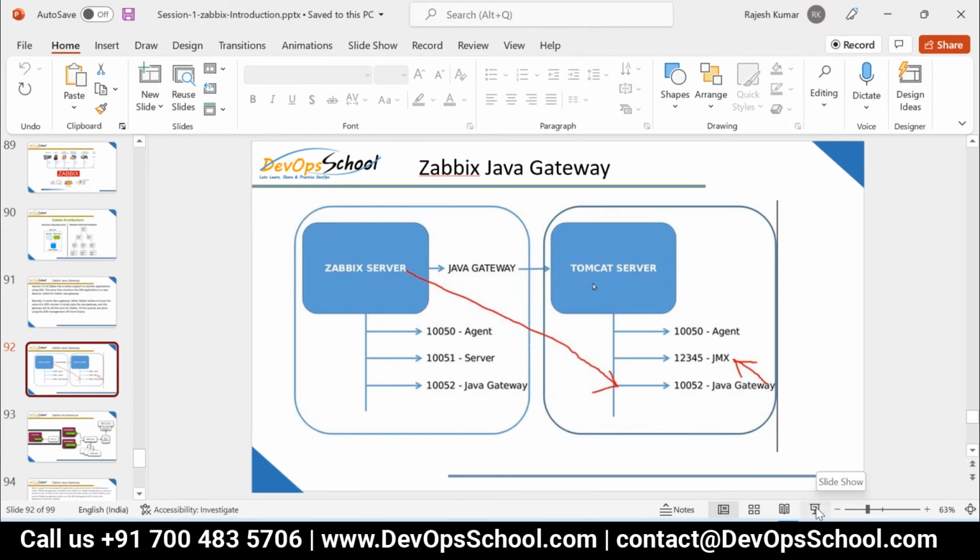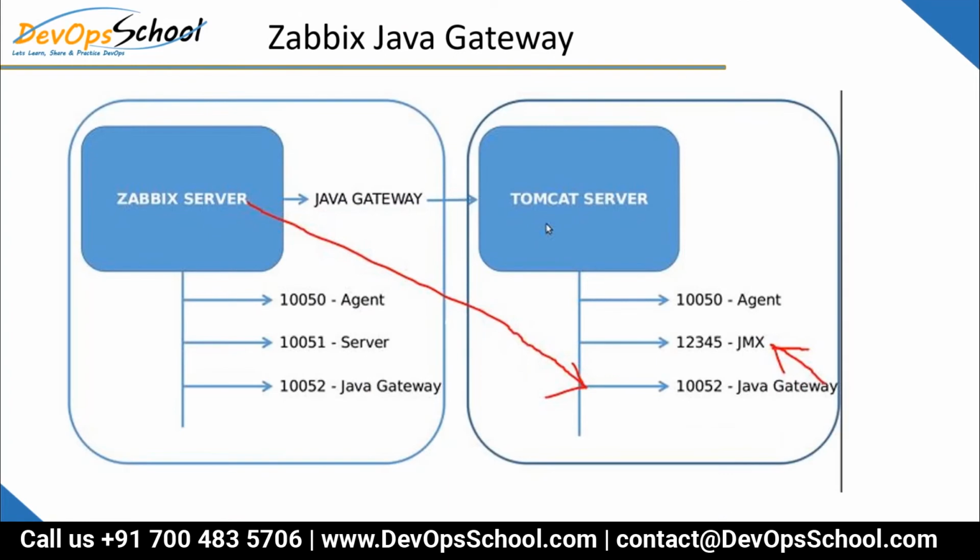Yes. If Zabbix server wants to send the data to the other server, then port number 10051. If Zabbix server wants to pull the data from the gateway, remember gateway, then 10052. That means, in a simple way, the agent has to run with the 50 port number, the server has to be enabled with the 51 port number, and the gateway has to be enabled at the 52 port number. Are you clear? If it is the same machine.